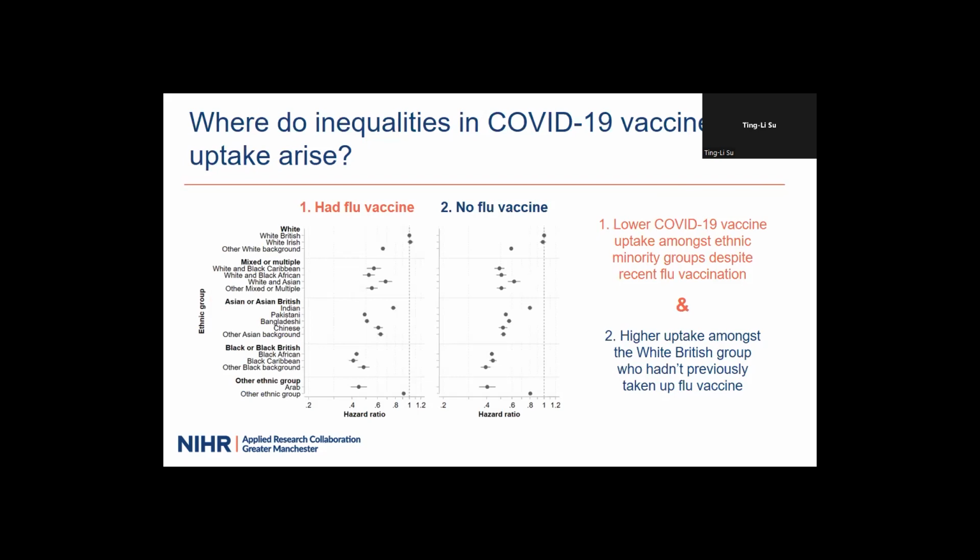So what we did next is to split the population by whether they had taken up the flu vaccine or hadn't taken it, and then re-estimate ethnic inequalities in COVID vaccine uptake. And what we found was actually that there were really wide inequalities in both of these subsets. So there was both lower COVID vaccine uptake amongst ethnic minority groups, despite having recently had their flu vaccine, and disproportionately higher uptake in the white British group, who hadn't previously been taking up the flu vaccine offer.